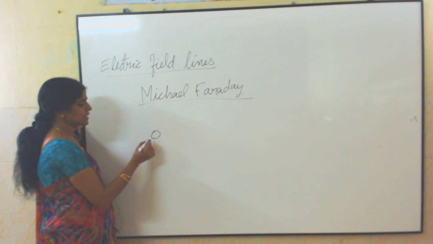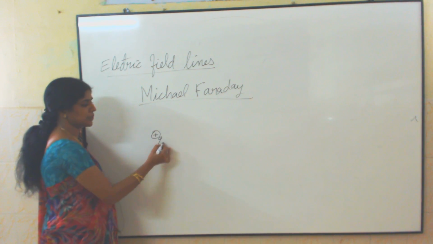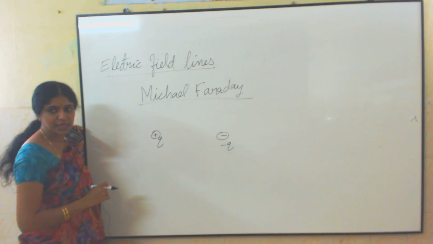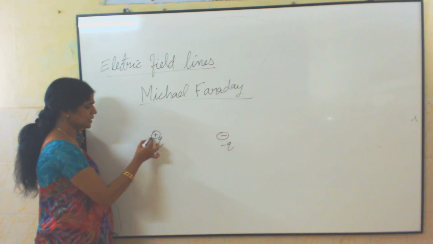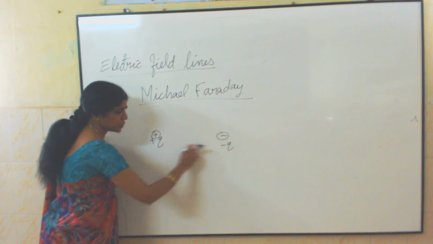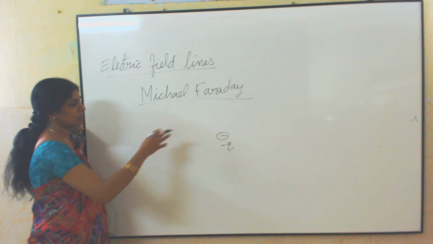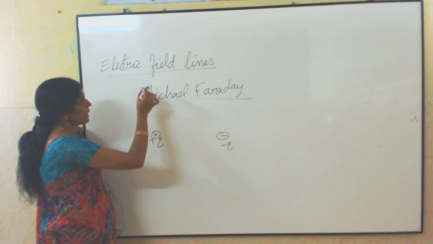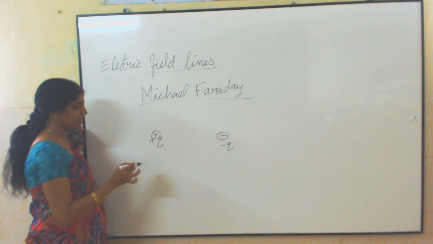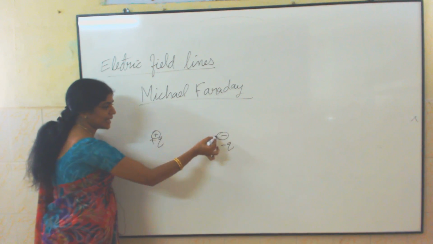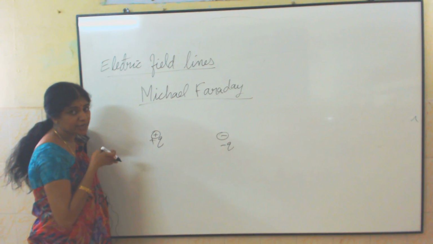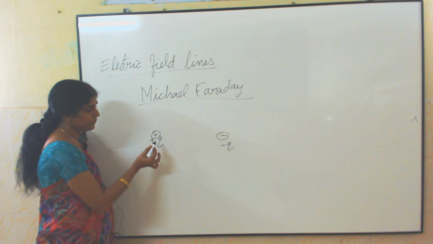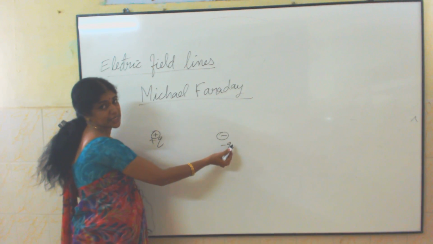For example, if I have one charge positive plus Q and another charge minus Q. Here I have two charges, one is plus Q and the other is minus Q. These two charges are of the same magnitude, 1 coulomb and 1 coulomb, but they are opposite in polarity. This is positive, that is negative. Now, the electric lines of force will always start from the positive charge and end in the negative charge. The direction of the electric lines of force is from the positive charge to the negative charge.